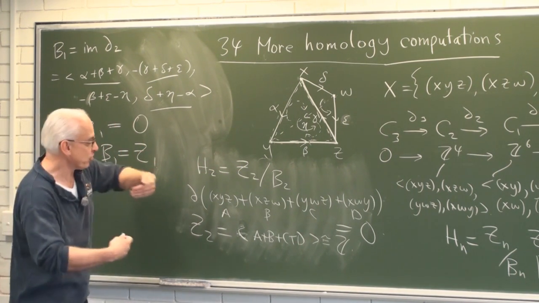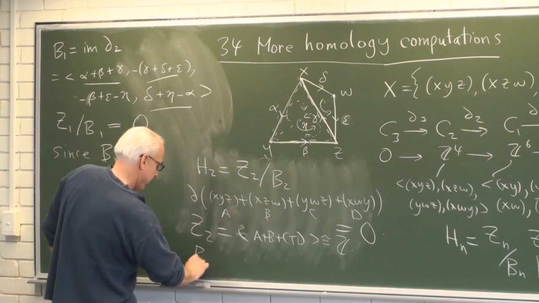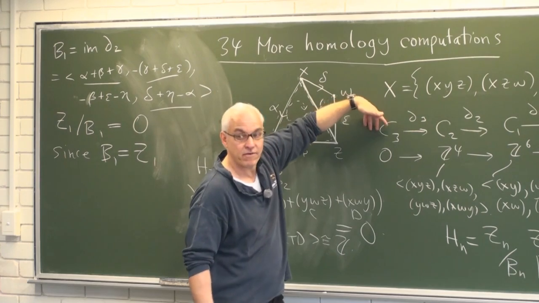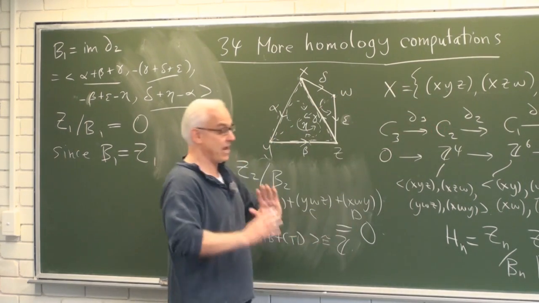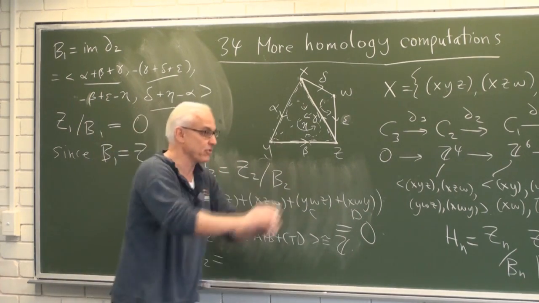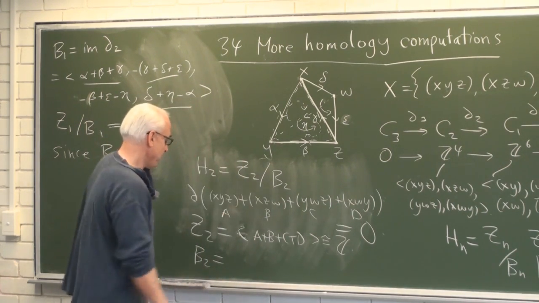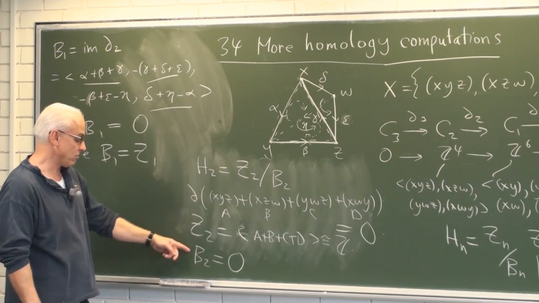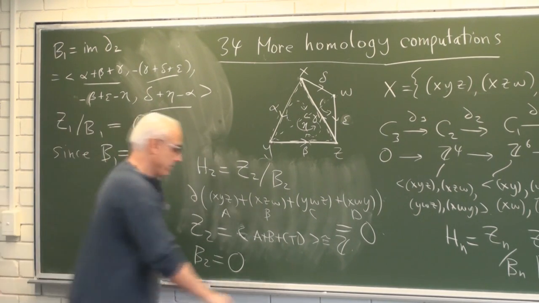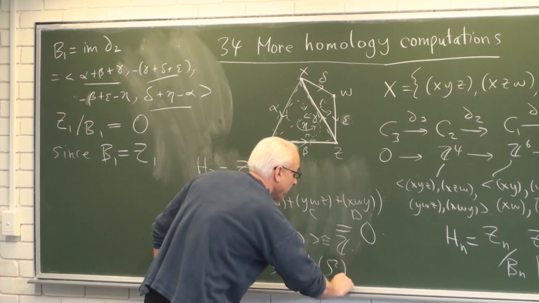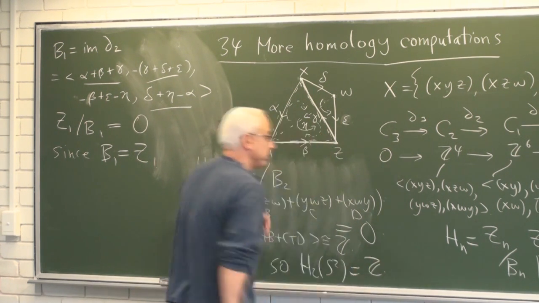And what about the boundaries, B2? Well, the boundaries in B2 are all the things coming from C3. But we have no three-dimensional cells here, so there's no boundary at all. In other words, the boundary is 0. And that means that our quotient, Z2 mod B2, is just a single Z. So H2 of the sphere is just Z.